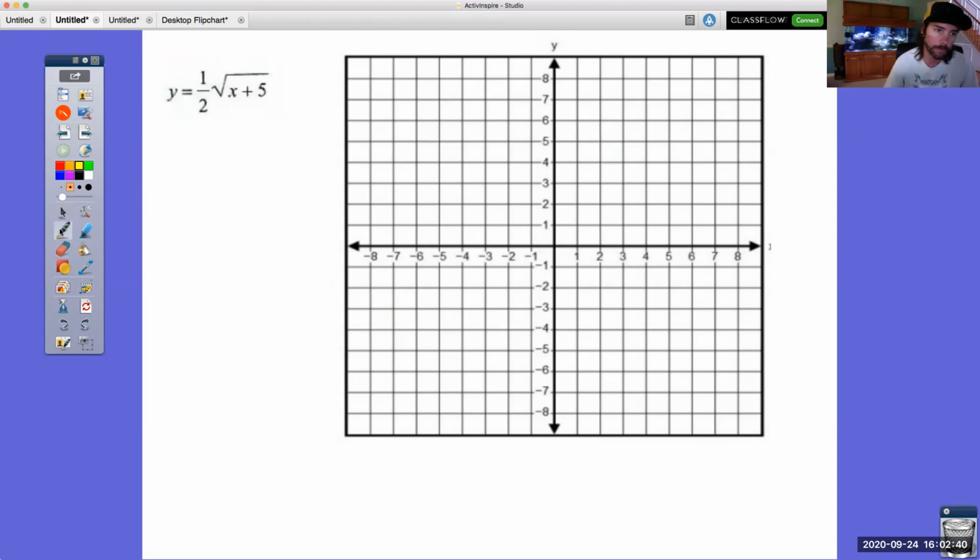0, 0, 1, 1, 4, 2, 9, 3. You need to have those 4 points of the parent function memorized.